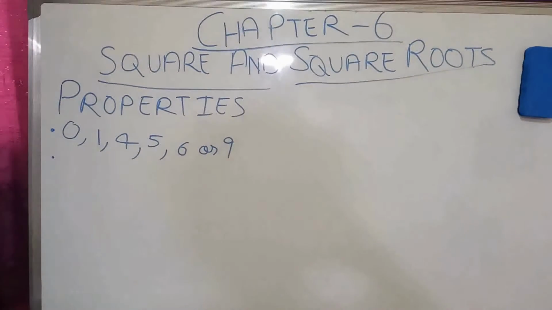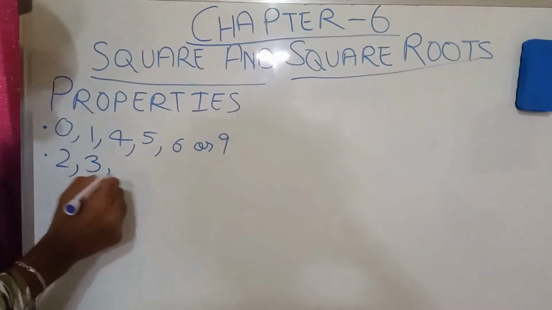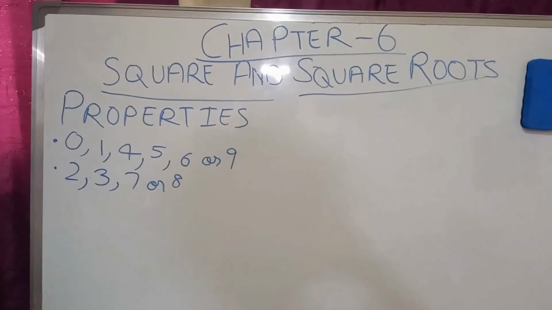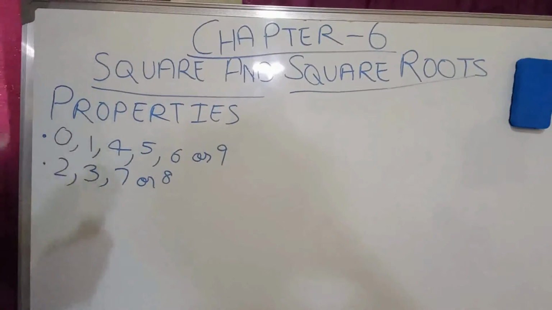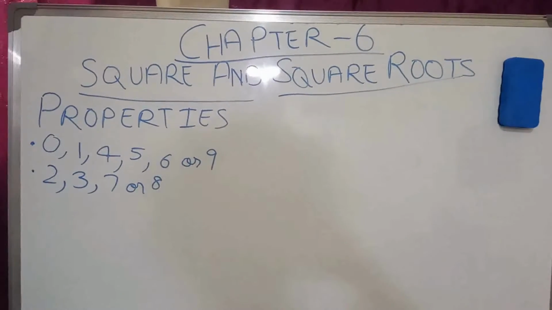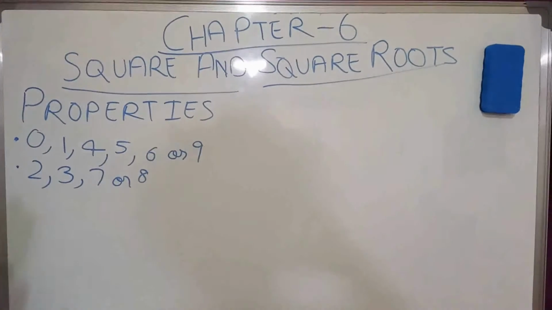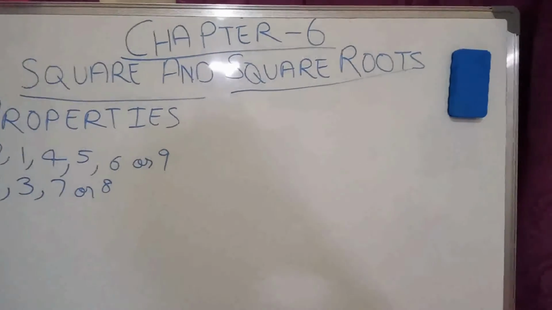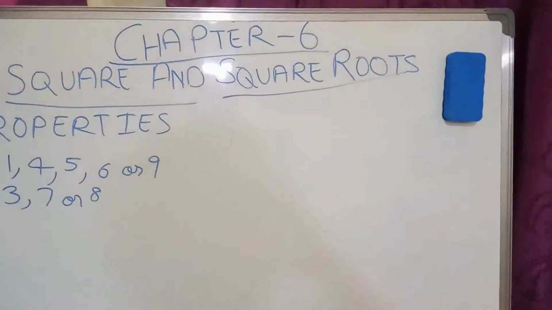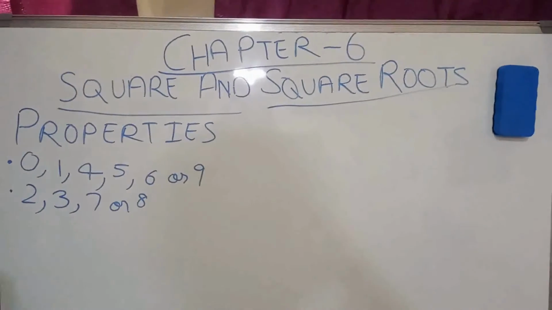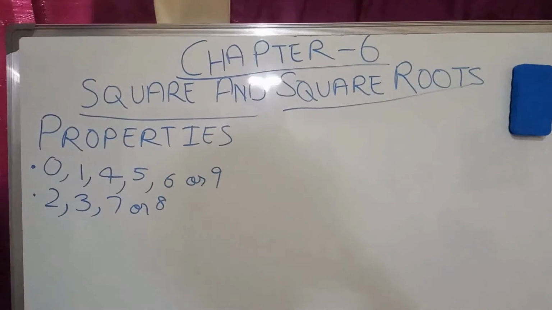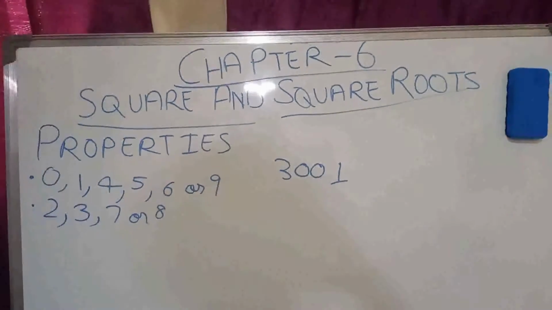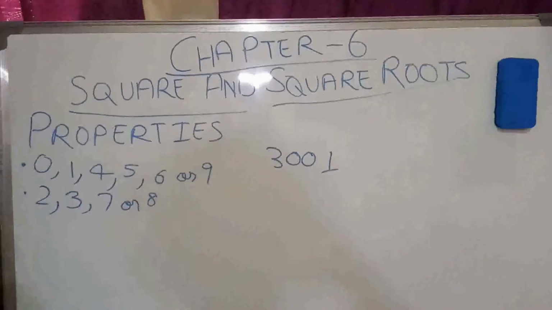Second, 2, 3, 7 or 8. If any number ends with 2, 3, 7 or 8, then the number cannot be a square number. This means if they give you a number and ask whether it is a square number or not, you can just look at the unit digit of the number. These are all unit digits. You have to see the unit digit. Like if we take 3001, 1 comes in the unit digit. So there are chances that 3001 can be a square number.